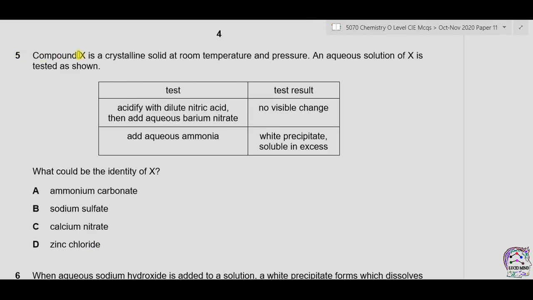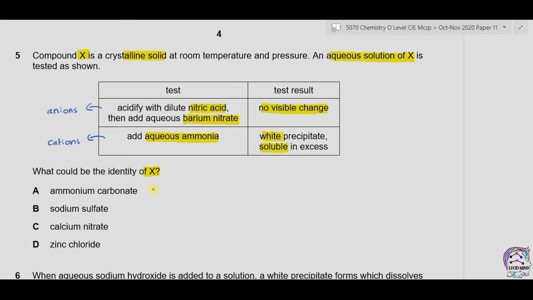Question number 5. Compound X is a crystalline solid at room temperature and pressure. An aqueous solution of X is tested as shown. First test is with dilute nitric acid and then aqueous barium nitrate, and no visible change is seen. Second test is with aqueous ammonia, which forms white precipitate which is soluble in excess. What could be the identity of X? The first test is for anions, which are negative, and the second test is for cations, which are positive.